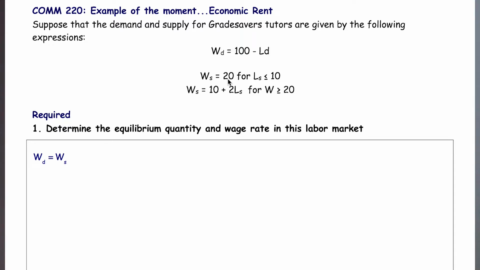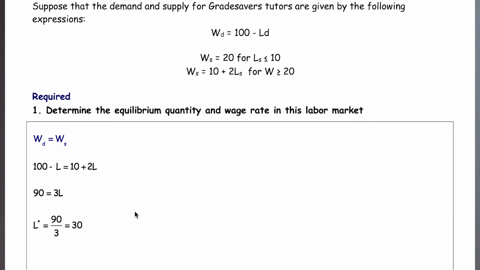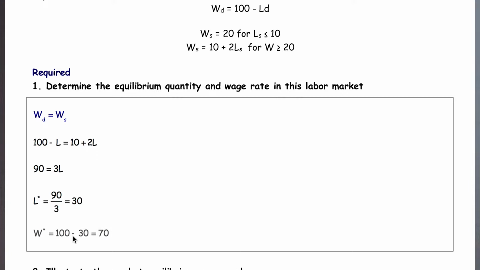So equating WD to WS, we are able to calculate the equilibrium labor hours. And once we have done that, the idea is simply to plug back the labor hours either into demand or into supply and to calculate the equilibrium wage rate. So this part should be pretty straightforward for most of us. It's just the act of finding equilibrium. And if you work that out, you should be getting an answer of 30 for the labor hours and 70 for the wage rate.